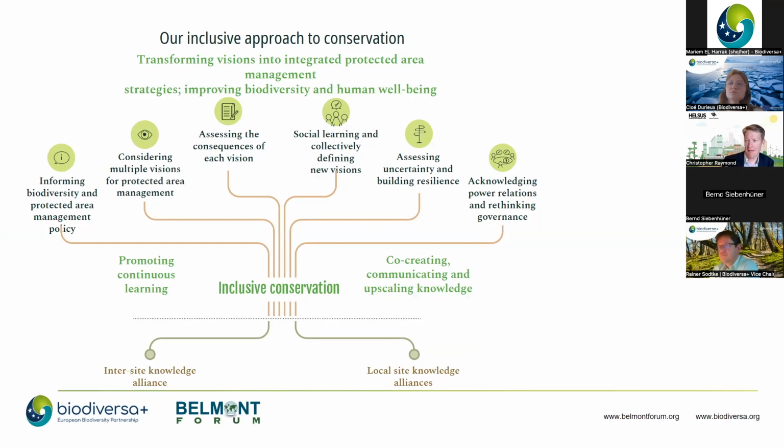And we had different arms to our project. We had an arm around considering multiple visions for protected area management, assessing the consequences of those visions, social learning and collectively defining new visions, assessing uncertainty and building resilience, acknowledging power relations and rethinking governance. But all of this was informing biodiversity and protected area management policy in partnership with IUCN.